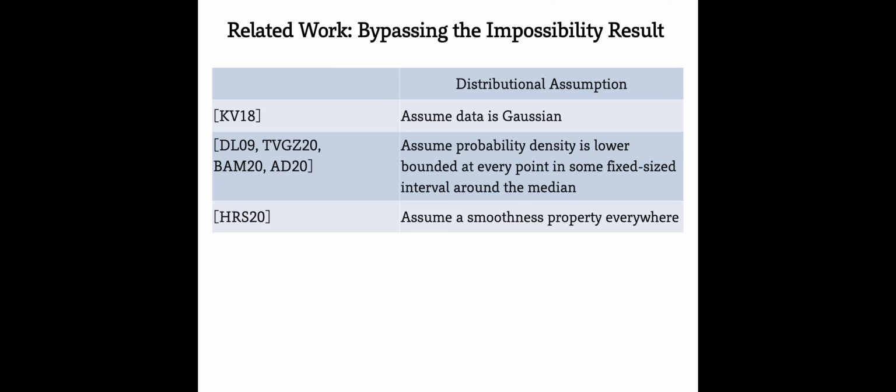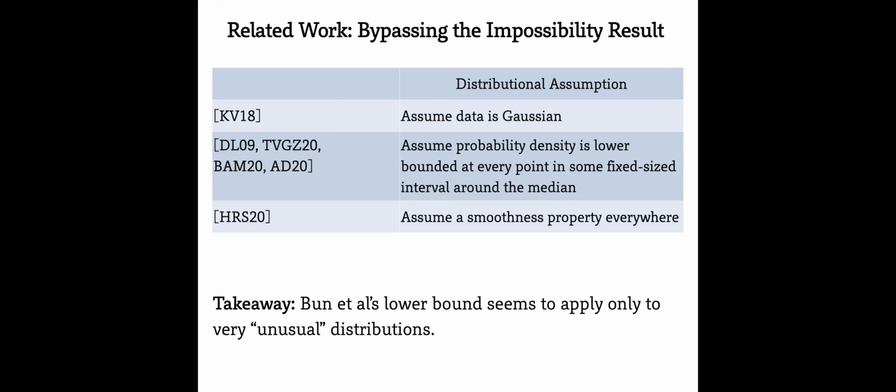In particular, prior work has shown that, for example, if you assume that P is Gaussian, the problem becomes tractable again. Also tractable when you assume that P has a probability density that's lower bounded within some fixed size interval around the median. And also when you assume that P has a smoothness property everywhere. So this is some past work, and intuitively what it's saying is that the Bun et al. lower bound only applies to very unusual or pathological distributions.